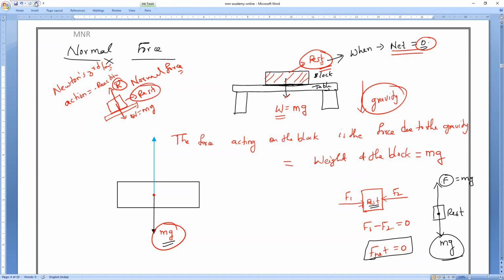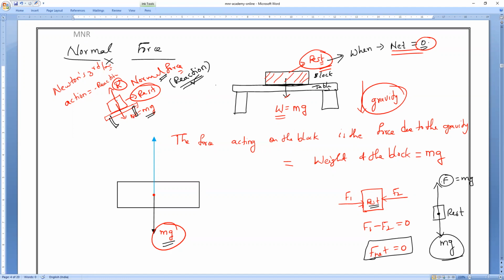Clear? If the block is exerting mg force on the table, then the table also will exert the same amount of force on the block, but in the opposite direction. Am I right or wrong? According to Newton's third law, that normal force we used to call as what? Everybody. Reaction. We call it reaction.